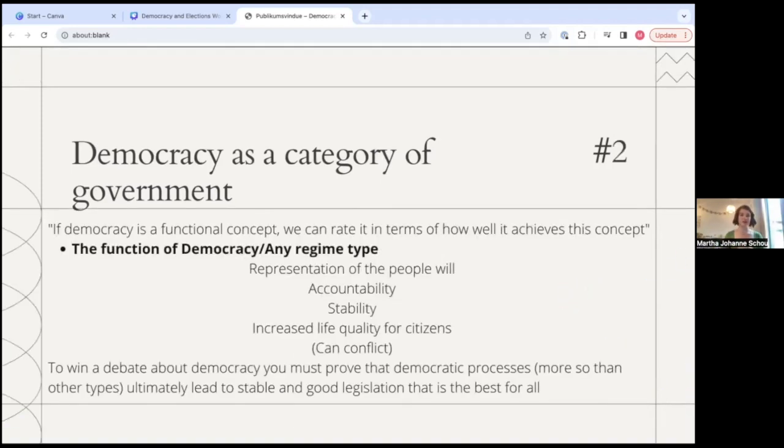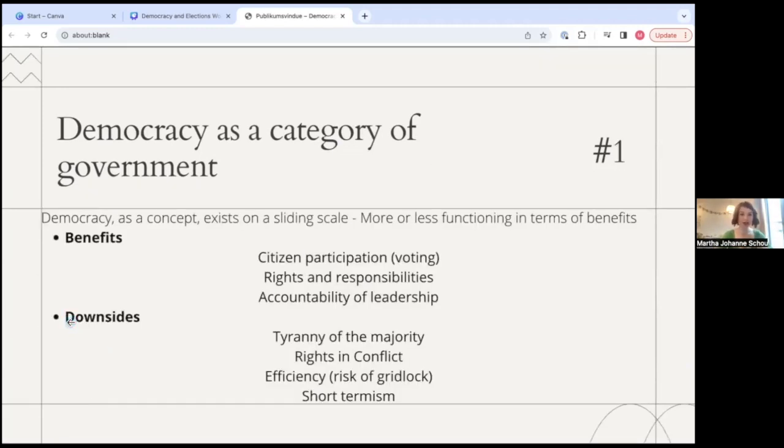More on democracy as a category of government. Dahl has this idea. So that's all good and well and theoretical, but how do we actually debate this? Dahl says that if democracy is a functional concept, and that's the case for any regime type, we can then rate it in terms of how well it achieves these concepts. So going back to these benefits and downsides, we can rate any regime type in terms of how well they achieve these things, such as rights, accountability, efficiency, avoiding tyranny of the majority, avoiding short-termism, all of these things. And this can be weighed out in a debate.